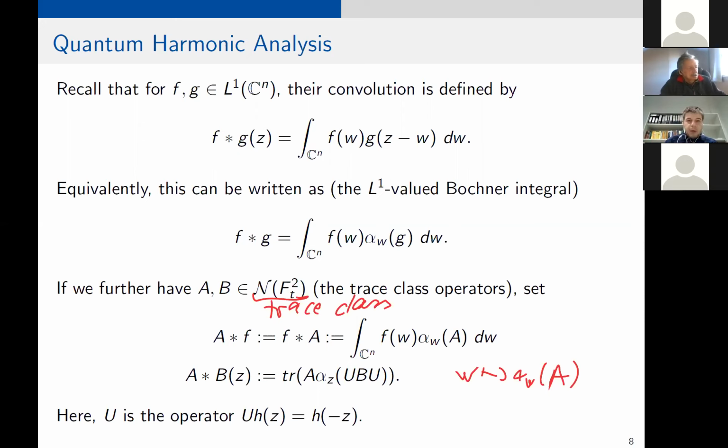So you have these three kinds of convolutions. You have the convolution of two integrable functions, the convolution of an integrable function with a trace class operator, and the convolution of two trace class operators.